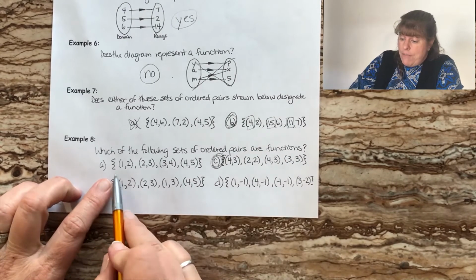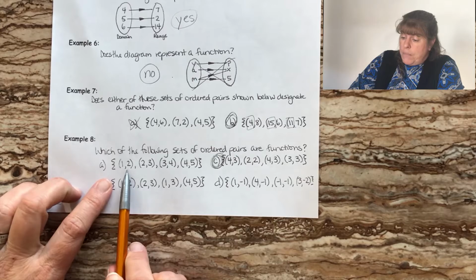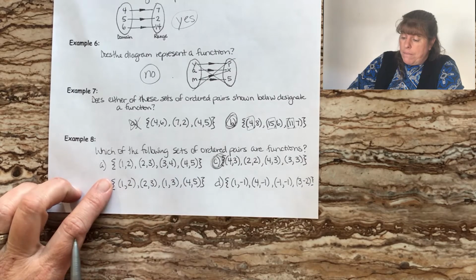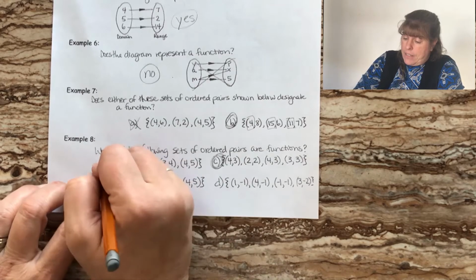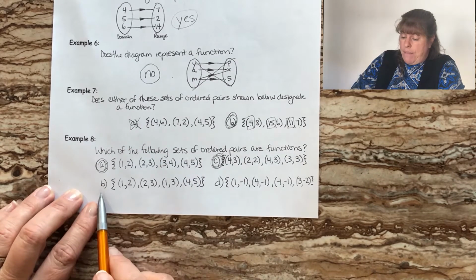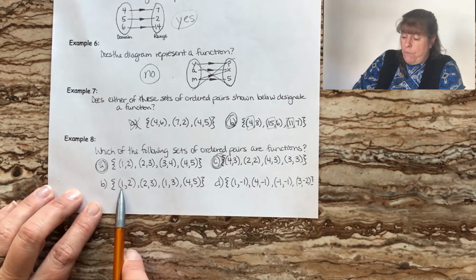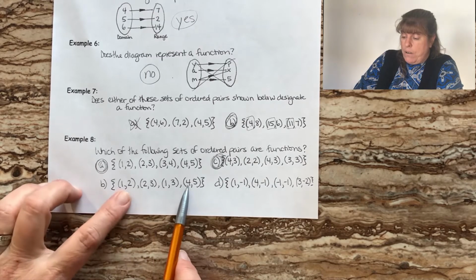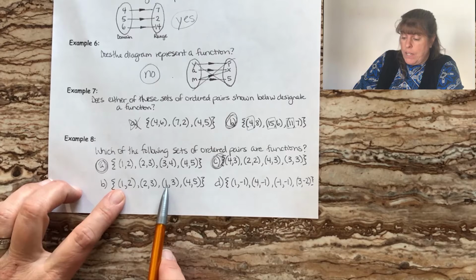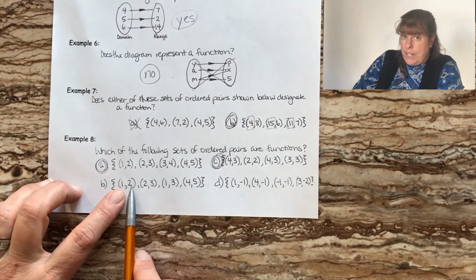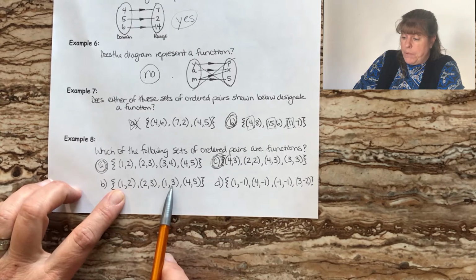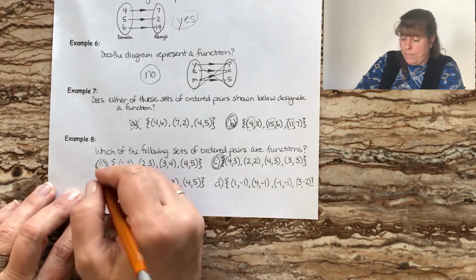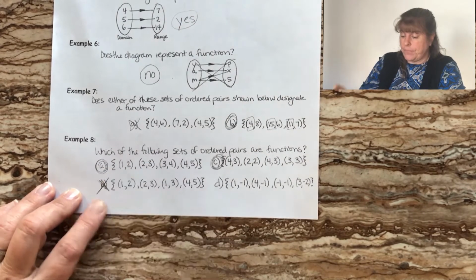A. Is A a function? Look at the numbers here. What do you think? Yep, it passes our test. B. We have 1, 2, 1, 4. Now we go back to the duplicates, 1, 1. One time we put 1 in and we get 2 coming out. One time we put 1 in and we get 3 coming out. Does that work? No. That is not a function.